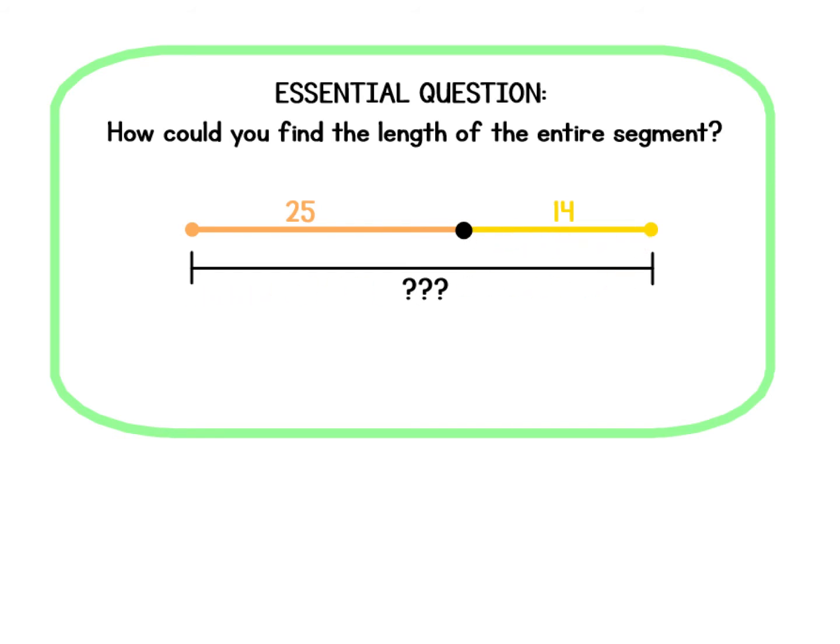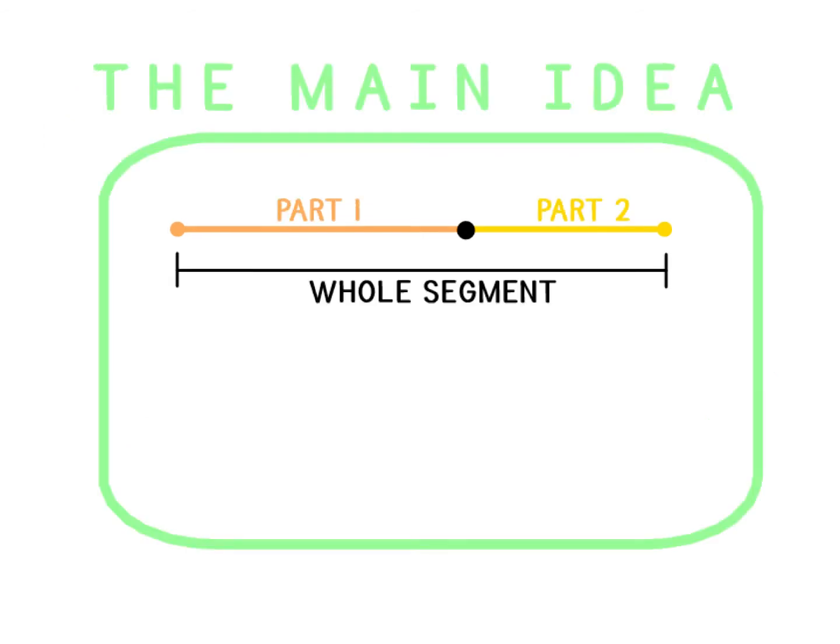Well, I would just add those together. So I would just take 25 plus 14 to find my total length. That would give me 39. That's what the segment addition postulate says. So really the main idea is you can take part 1 plus part 2 and get the whole segment. That's the big idea there.